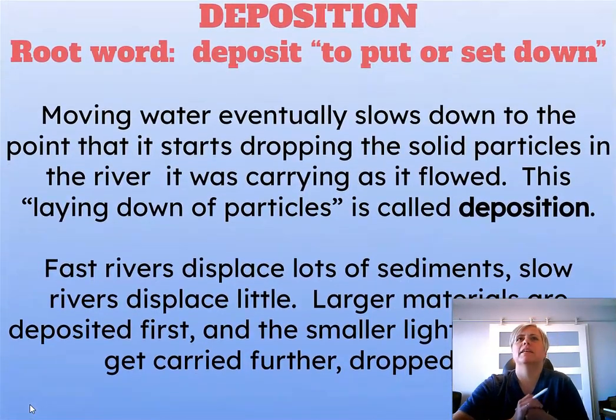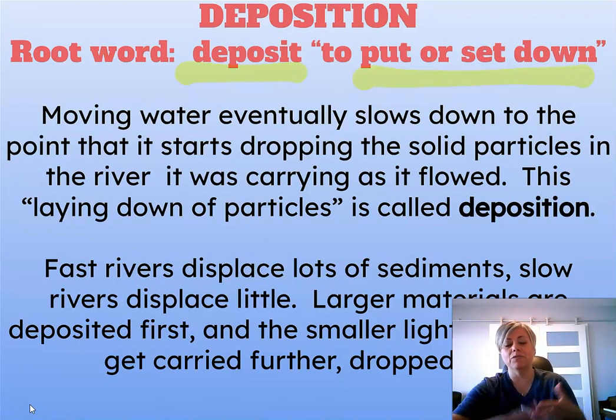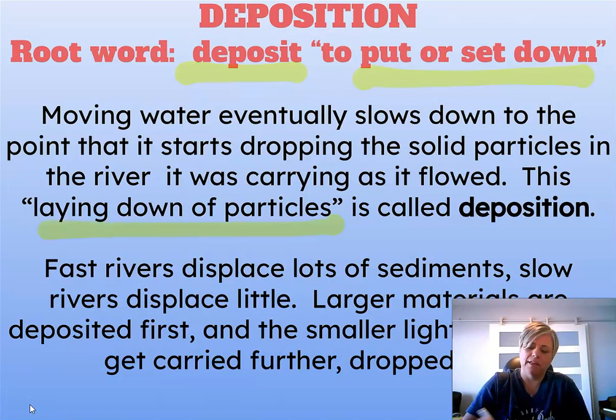So what happens when it gets to its new destination? It gets laid down somewhere. Deposition is built on the root word to deposit, and deposit means to put or set down. We deposit money into a bank account, we place it in there. Moving water eventually slows down to the point that it starts dropping the solid particles in the river it was carrying as it flowed. This laying down of particles is called deposition.